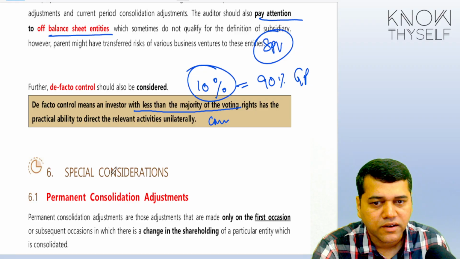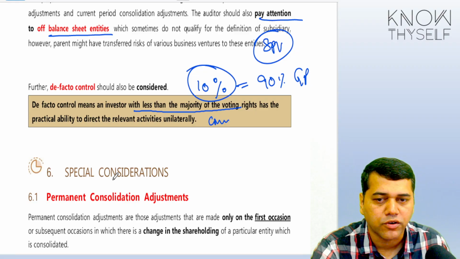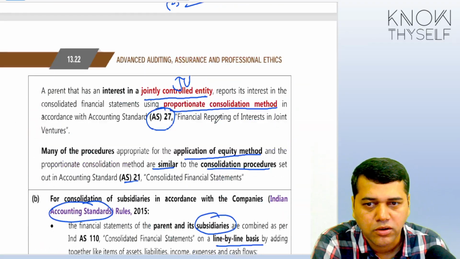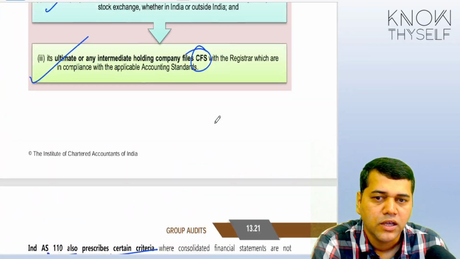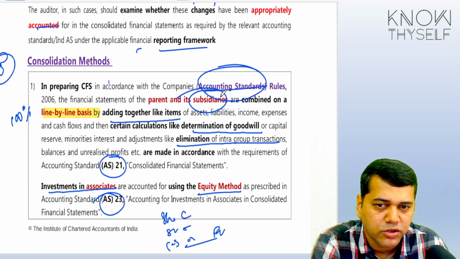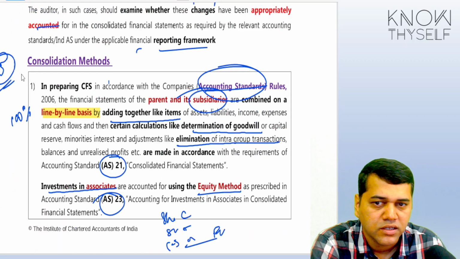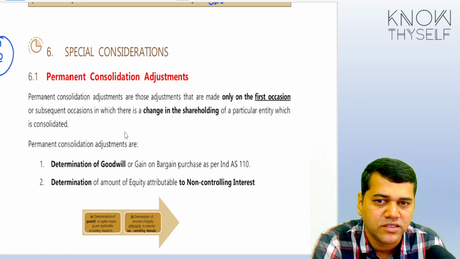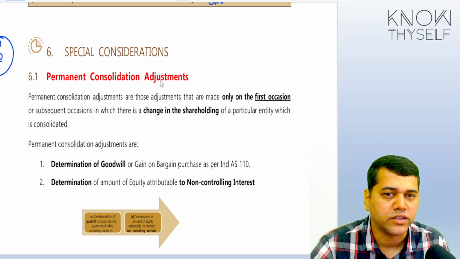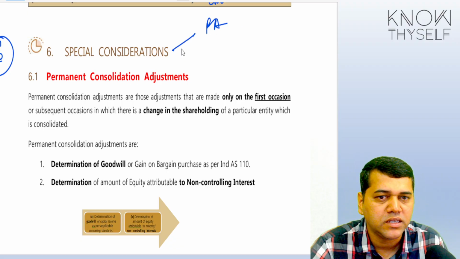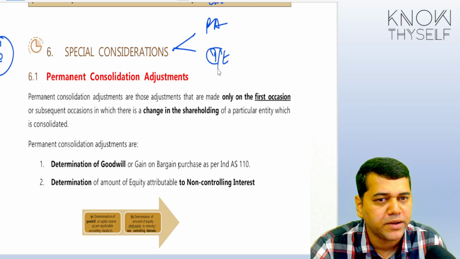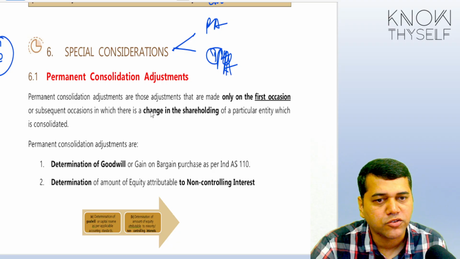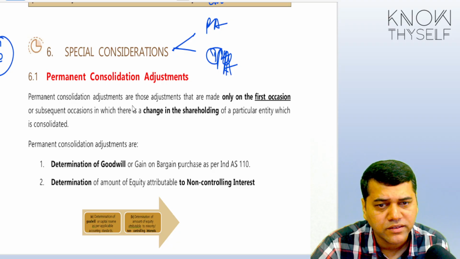Chalo. Now I think I'll change it going forward. The special considerations also I'll put as part of your work only. So when you are trying to learn about the consolidation method, point number 6 is that you have to give certain special considerations for two things: permanent adjustment, temporary adjustment, and current period adjustment. Now, what is the permanent consolidation adjustment? Again, it is also very easy for you.